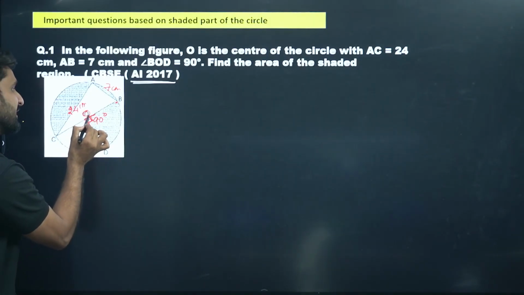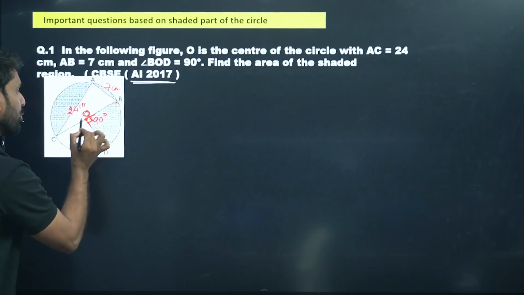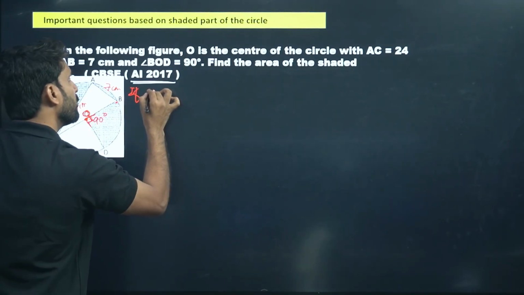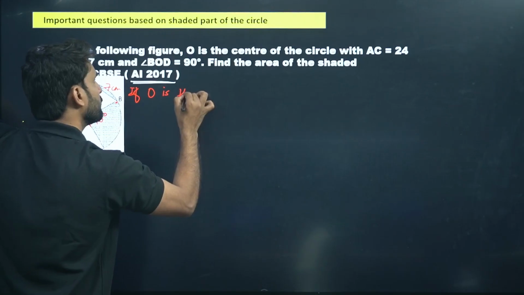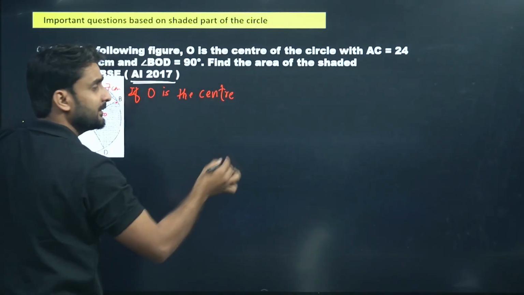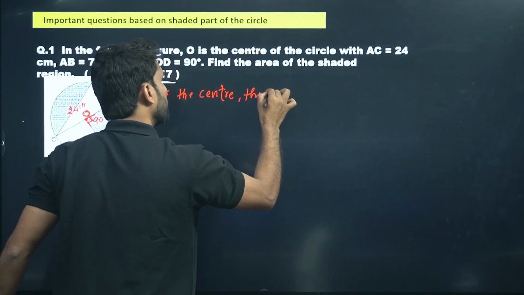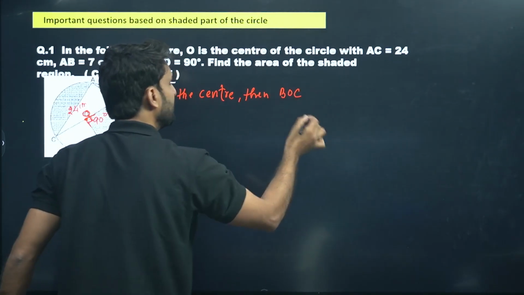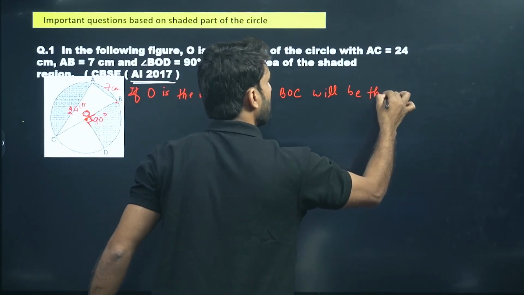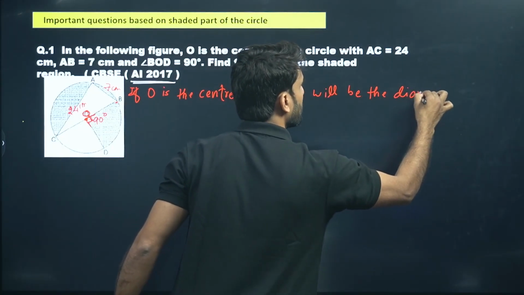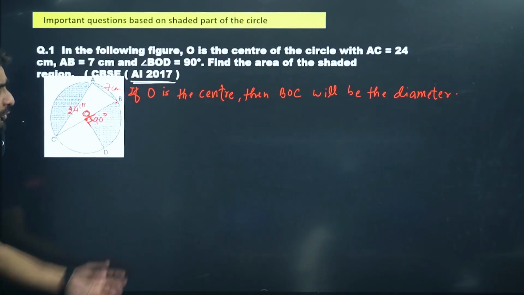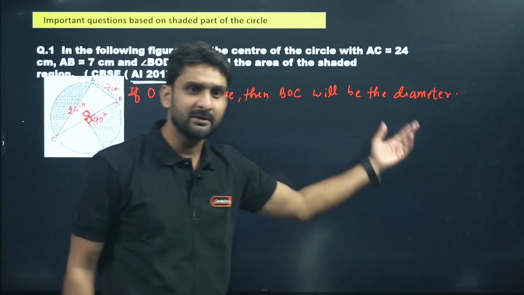If O is the center here, then BOC will be the diameter, simply.